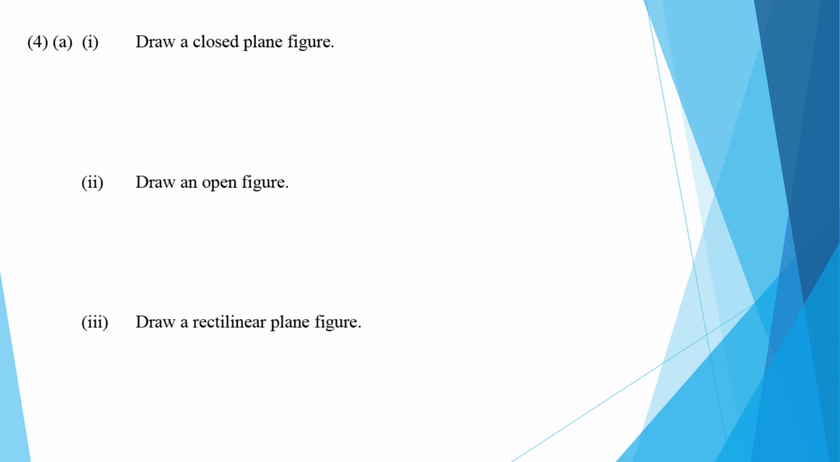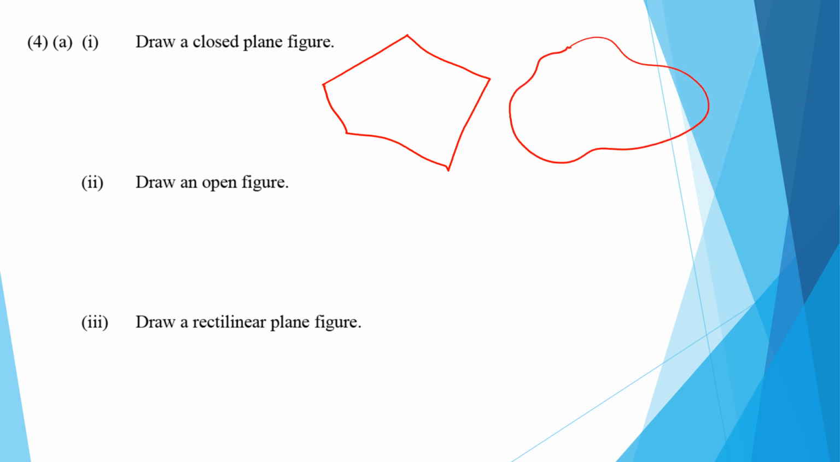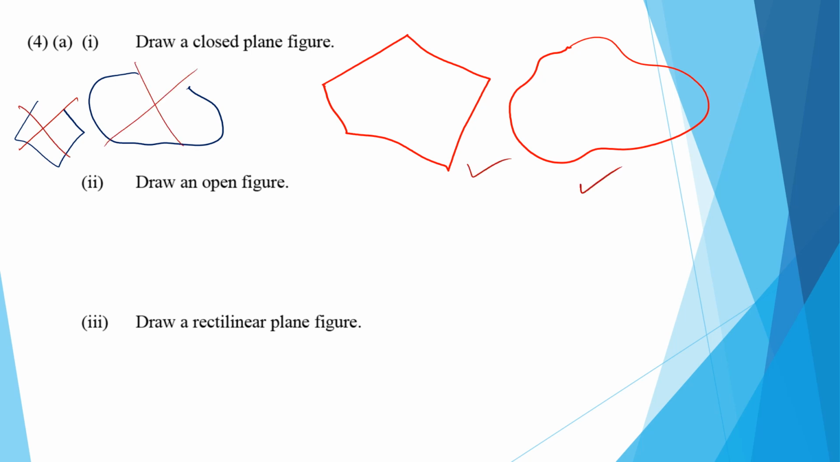Right, draw a closed plane figure. Okay, a closed plane figure. You can do something like this, but you have to make it closed, right? So even if it is not a rectilinear, you can do something like this also. Then this is also a closed plane figure, but you cannot do something like this. If you do something like this, or like this, these are going to be wrong. So you must not do something like this, right? So these kind of things are correct.